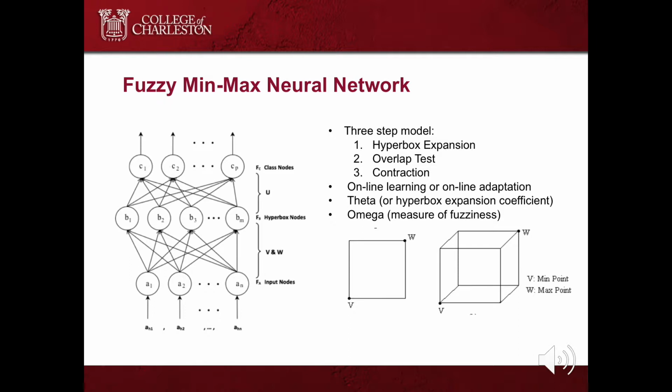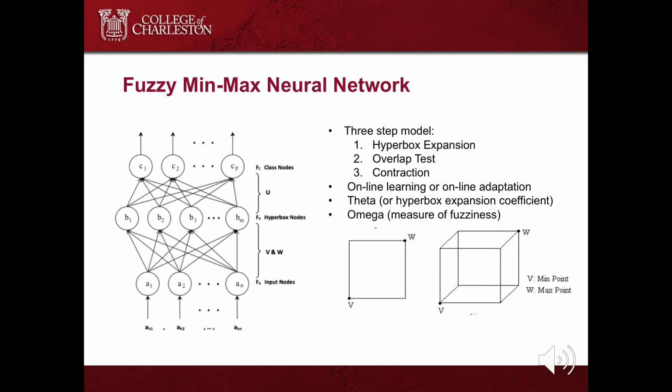What's important to note about hyperboxes is that each hyperbox, no matter the number of dimensions, can be described by 2 points: the min point, which is usually denoted by V, and the max point, which is typically denoted by W. And that's true if you have a 3-dimensional hyperbox or a 10-dimensional hyperbox. The expansion phase is controlled by a parameter called theta, or hyperbox expansion coefficient. So the larger theta, the larger your hyperboxes can be.